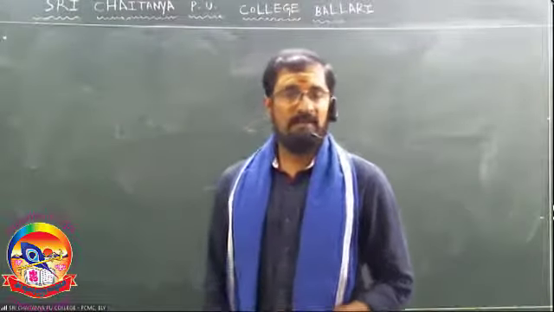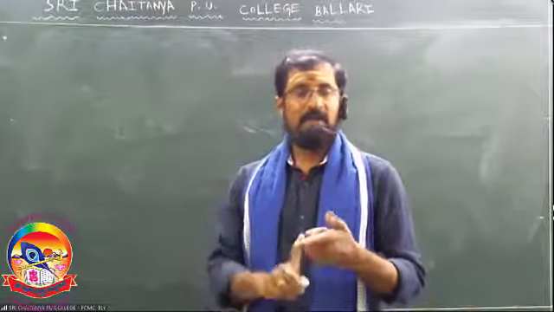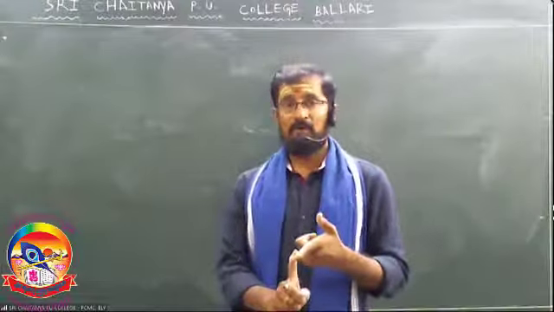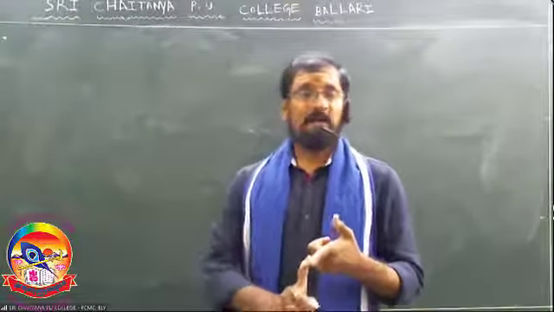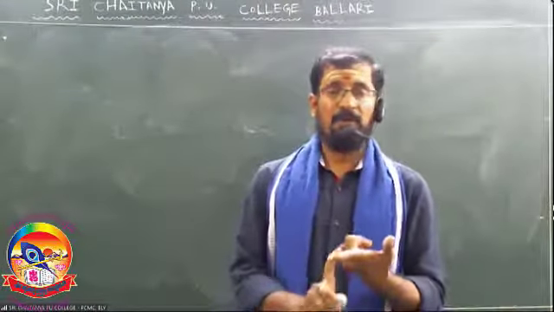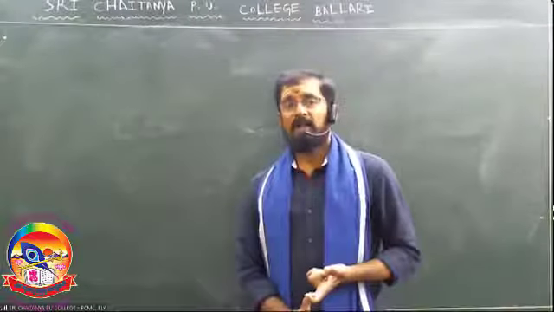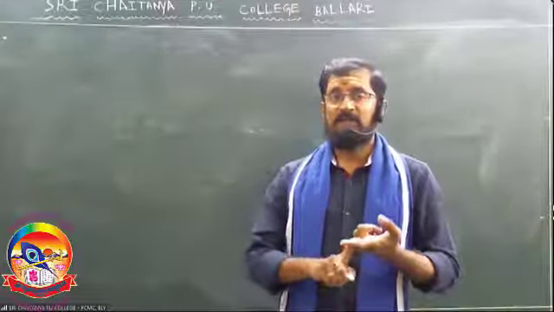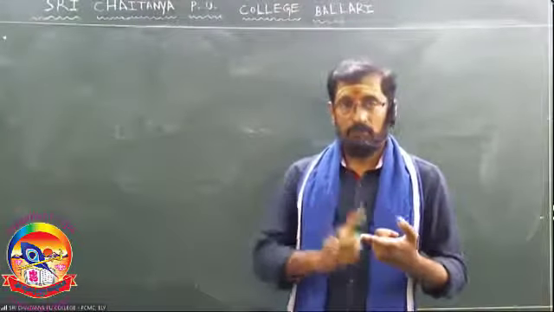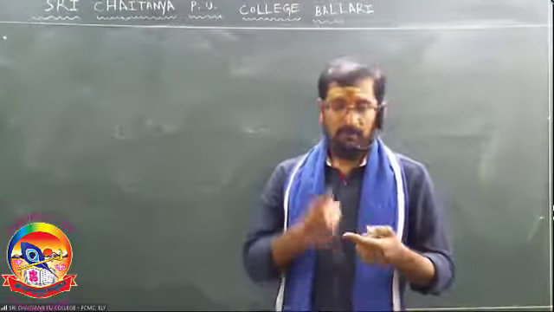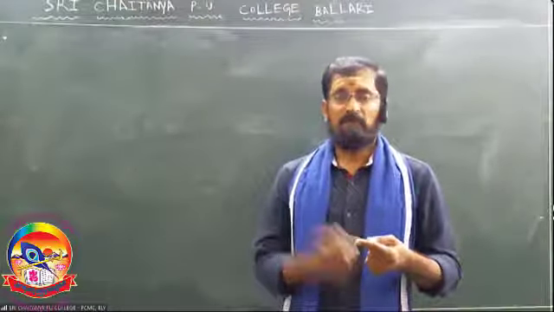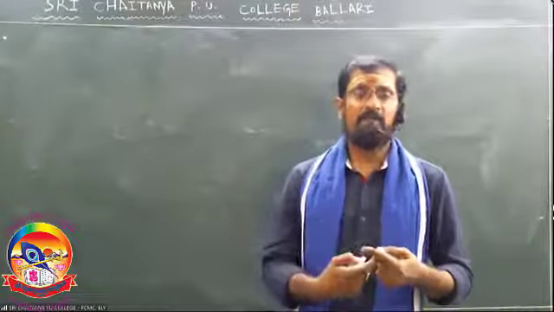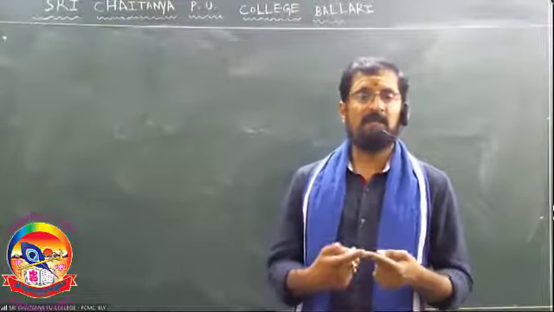To find out adjoint A, you should find out the cofactor matrix. Why? Because I wrote adjoint A is nothing but the transpose of the cofactor matrix. So the cofactor matrix should be found. To find the cofactor of each and every element, you should find the minor. So to find the inverse, you should find adjoint A. To find adjoint A, cofactor is important. To find cofactor, minor is important. So each and everything is linked.